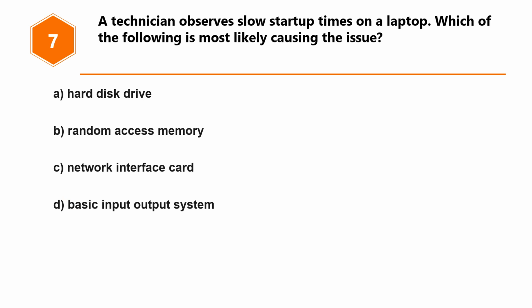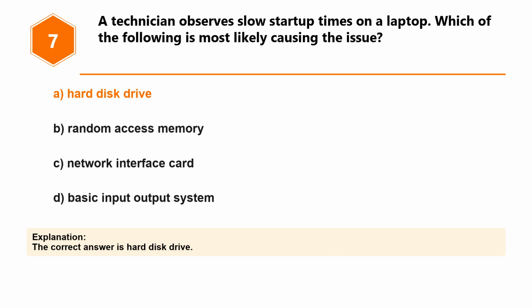Question 7. A technician observes slow startup times on a laptop. Which of the following is most likely causing the issue? Option A, hard disk drive. Option B, random access memory. Option C, network interface card. Option D, basic input-output system. The correct answer is option A, hard disk drive.